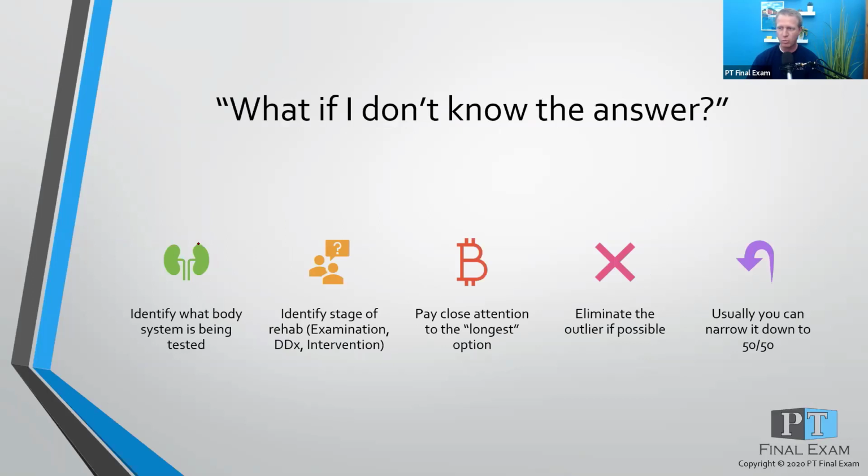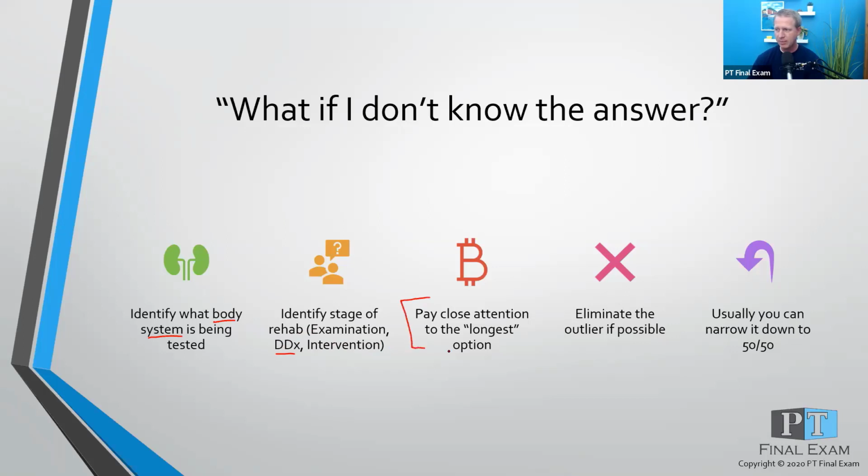All right, so let's talk about what to do in the case that you have no idea what the question is even talking about. You're really concerned about getting this question right. So let's talk about some things that you could do. If you have no idea what the answer is, first step is to identify what body system is being tested. You could at least say, okay, this is clearly a musculoskeletal type question, or let's say it's a neuro question or a cardio question. What body system is being tested here? Then identify what stage of rehab. Are they asking an interventions question, differential diagnosis, examination?